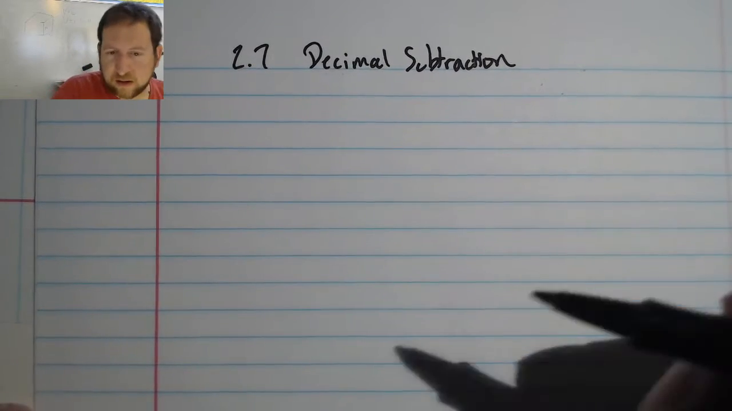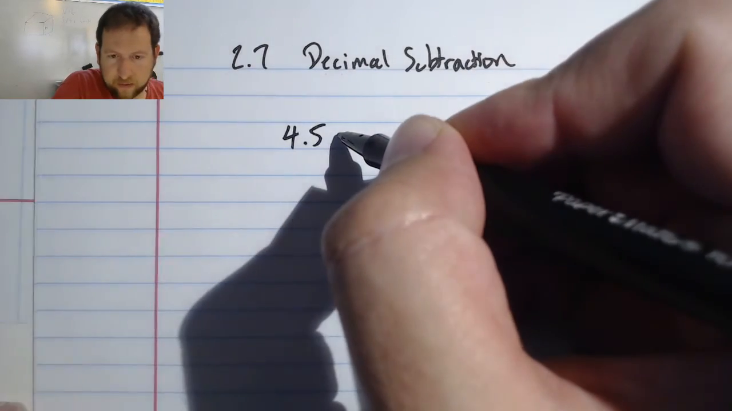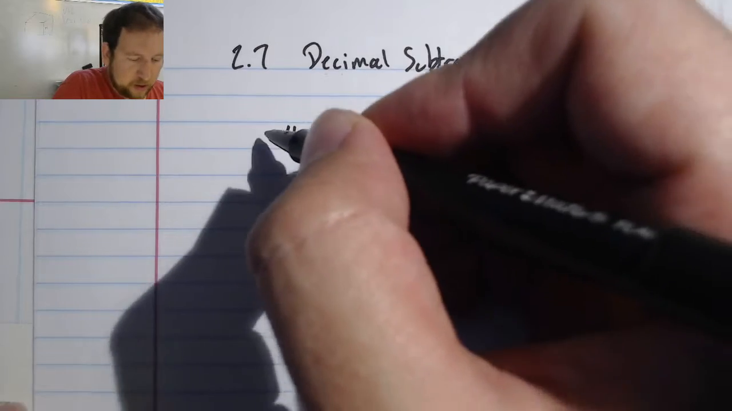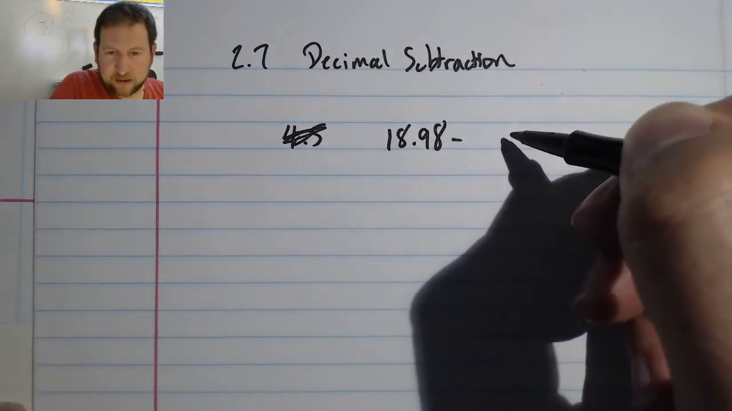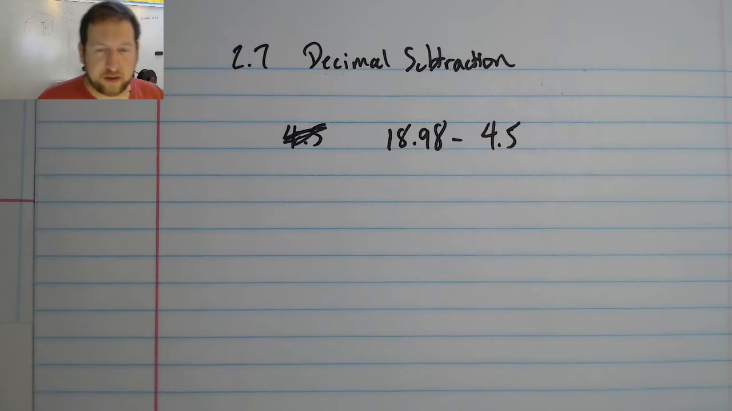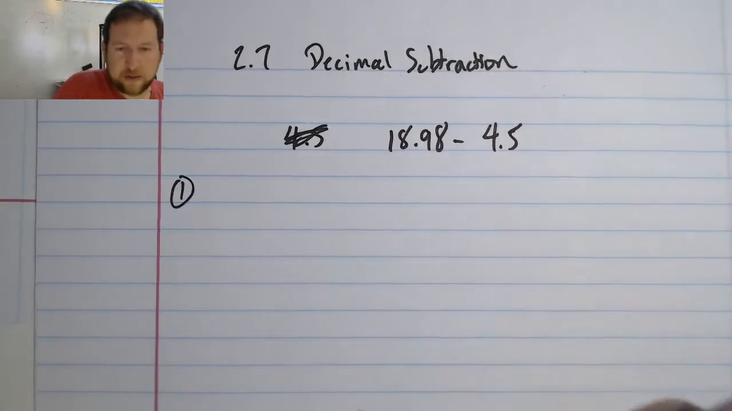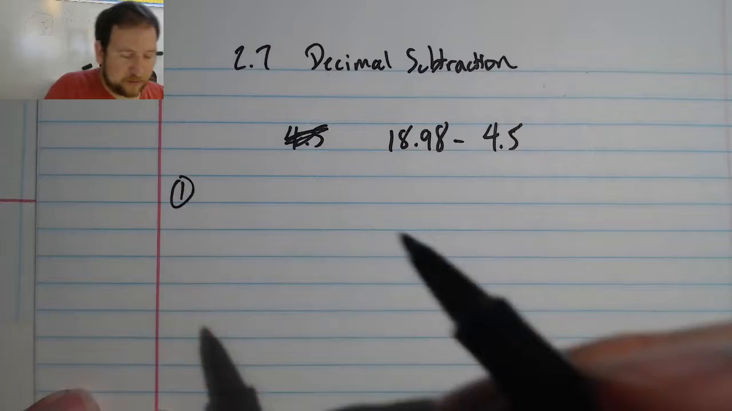And this is going to look like something if I want to take 18.98 and subtract 4.5. And this is how I would do this. So number one, the first thing I'm going to do is arrange the numbers vertically with lined up decimals.